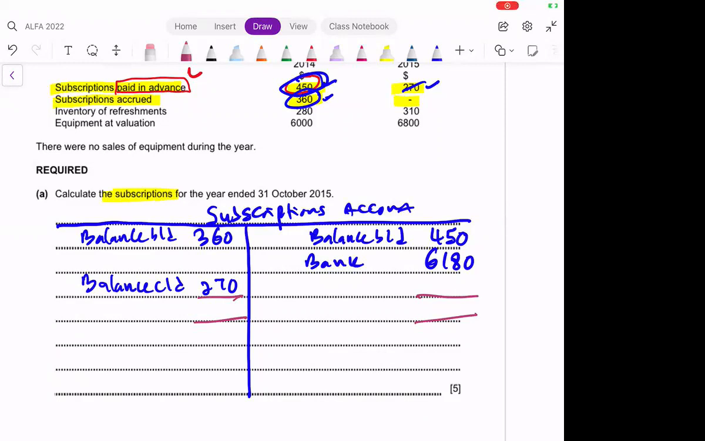Then you balance up this. 6180 plus 450, 6630. 6630 minus 270 minus 360. Get 6,000. If you write balance CD up here, your income and expenditure is down here. So right here, income and expenditure. As long as the side is correct, you get the marks. Up, down, no problem.